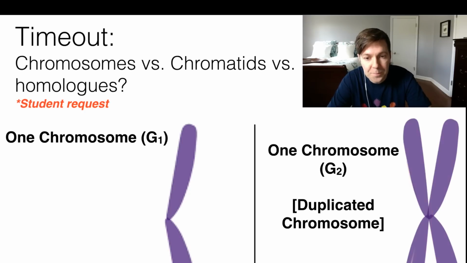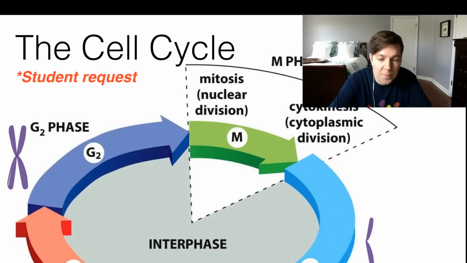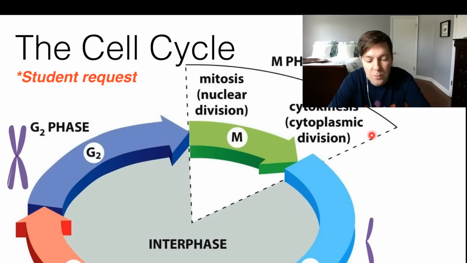Okay, so back to the cell cycle. All right, so I take my diagrams and I put them in the cell cycle. In G1, you have, if you're us humans, you have 23 pairs of this.